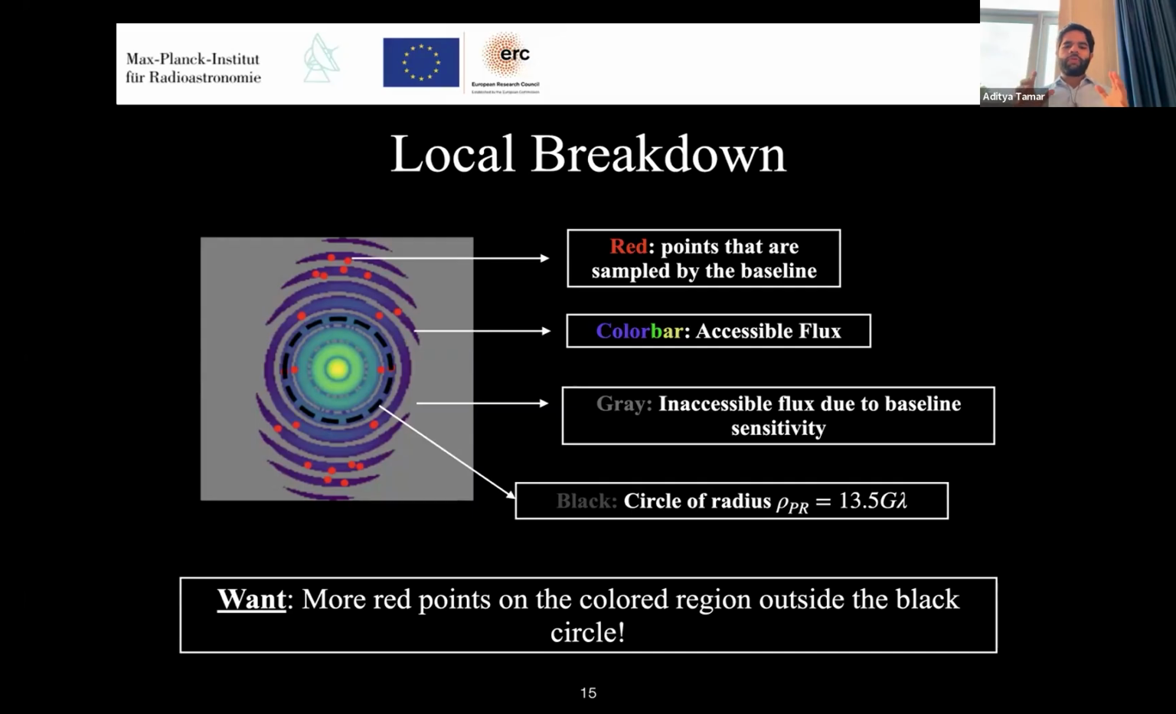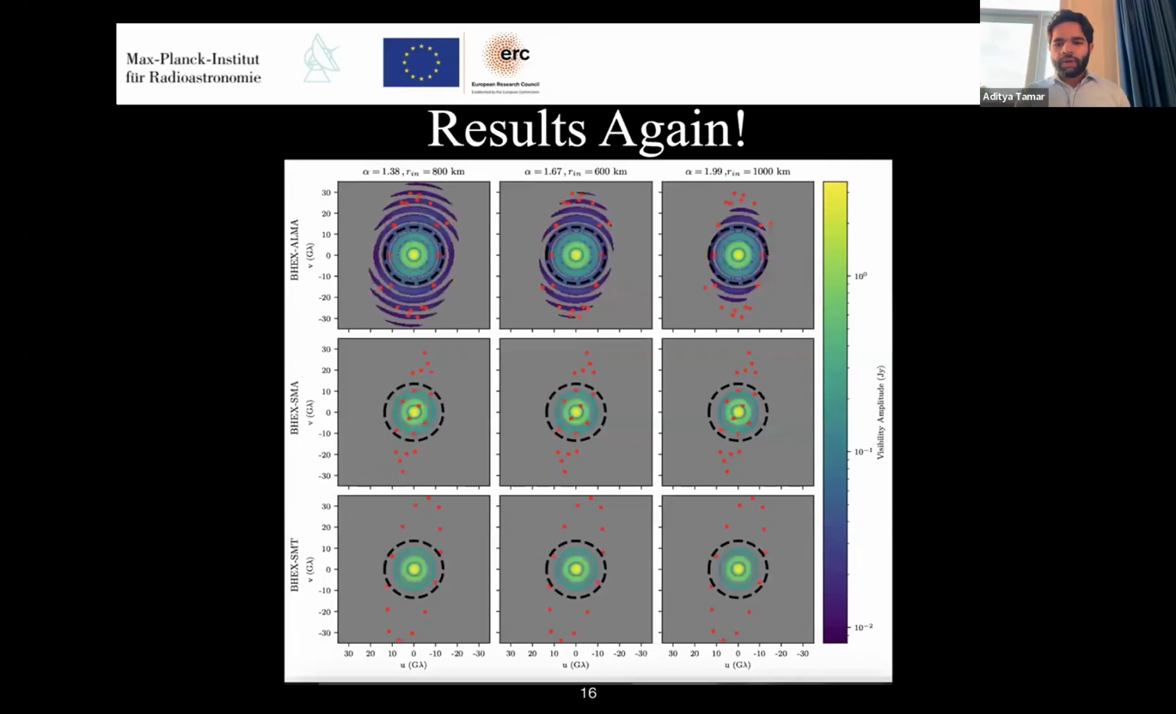So what do we want? We want more red points on the colored regions outside the black circle. And that's the way to sort of interpret this matrix. And we can now look at the results again.